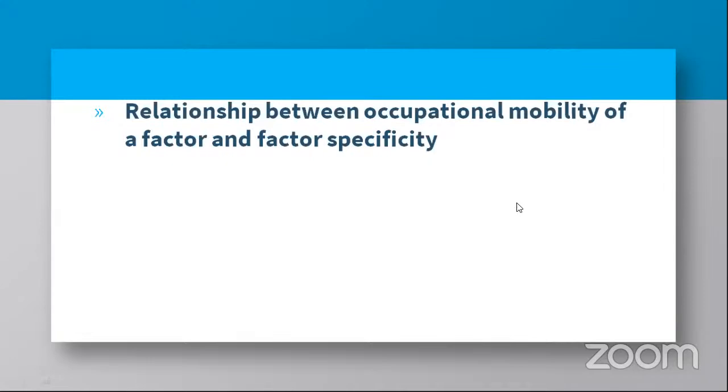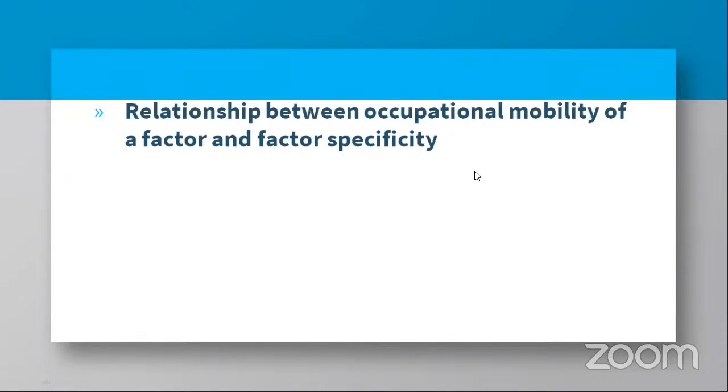Okay, Melissa, you can unmute yourself. When a factor of production is highly specific, it is unable to change from one occupation to another, whereas when a factor is not very specific, there is more ease for it to change from one occupation to another, because when a factor of production is highly specific, it cannot easily change its ways or its means.